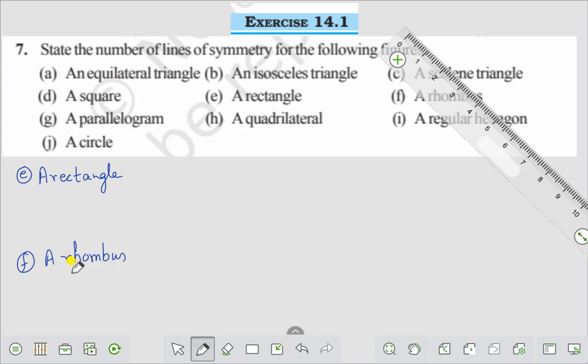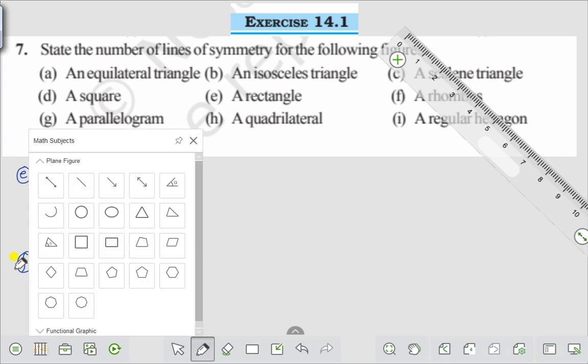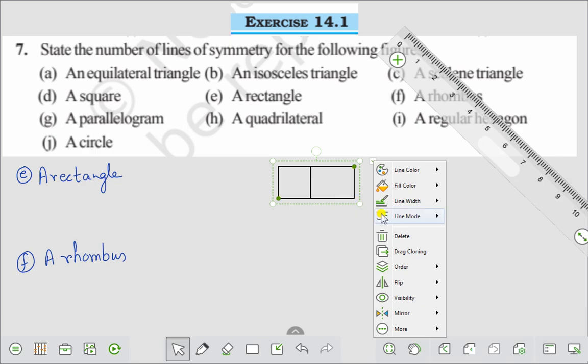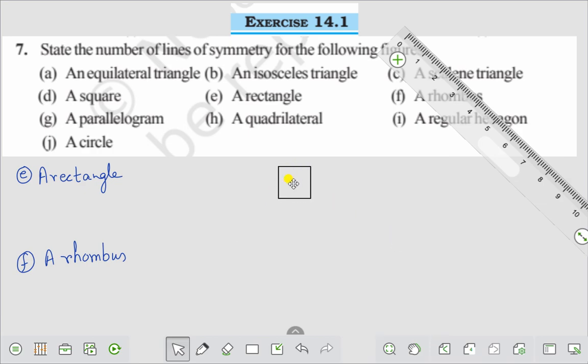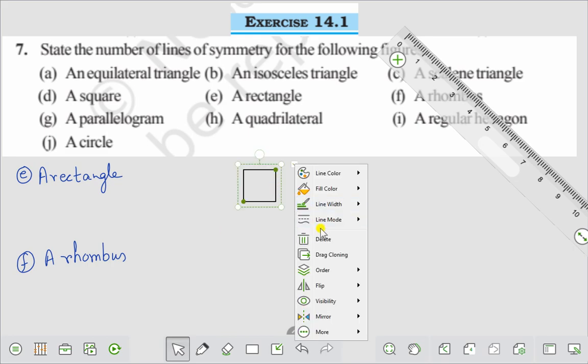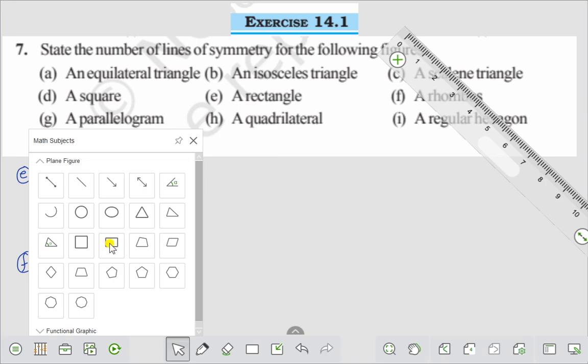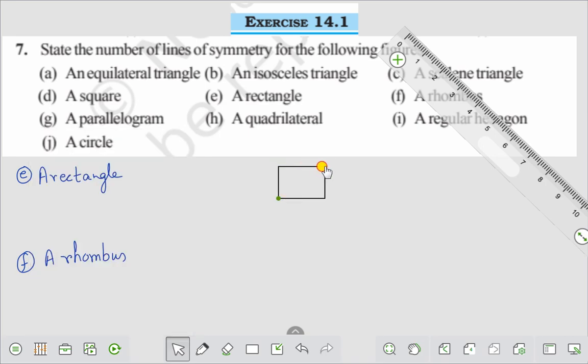Now let us draw a rectangle. If I draw a rectangle here, then we are getting this one. Let us delete this one. This is a square actually. Now let us draw a rectangle here. Right, this is a rectangle.